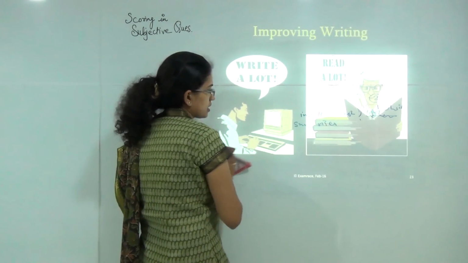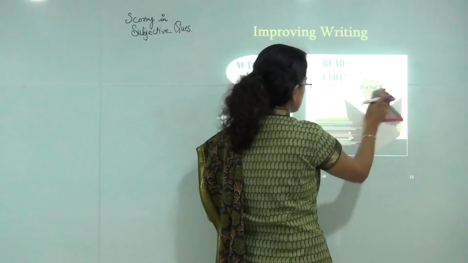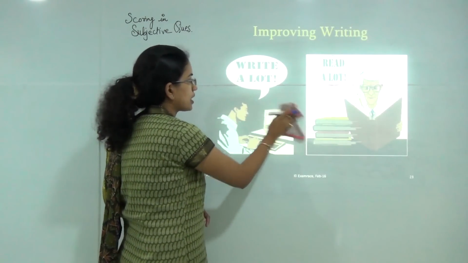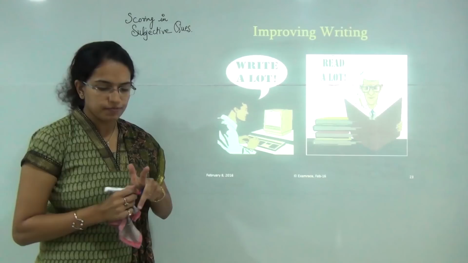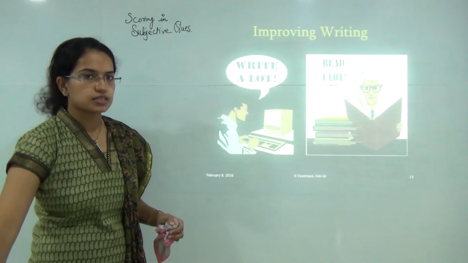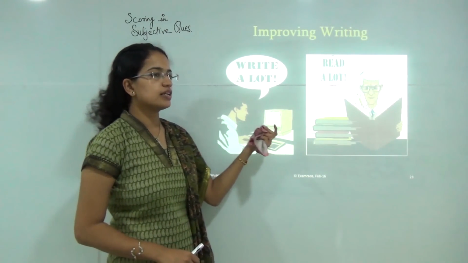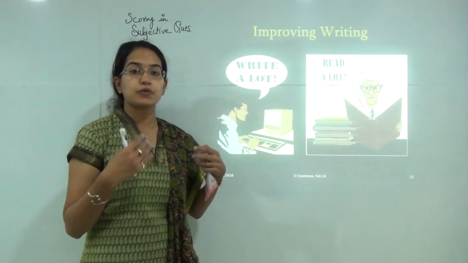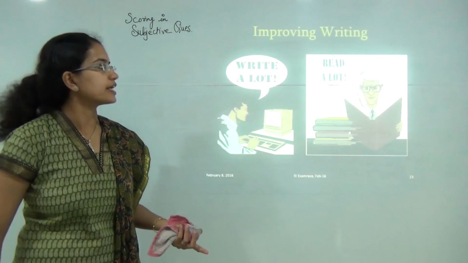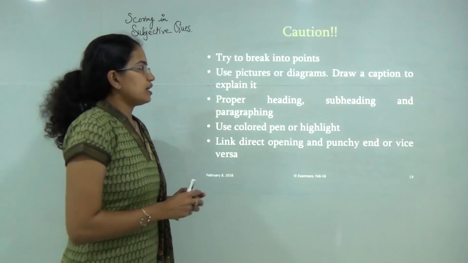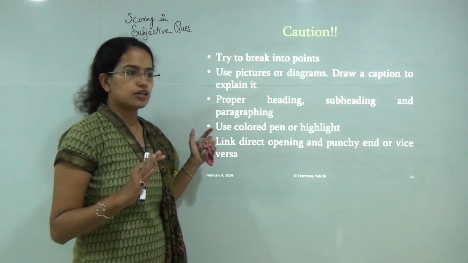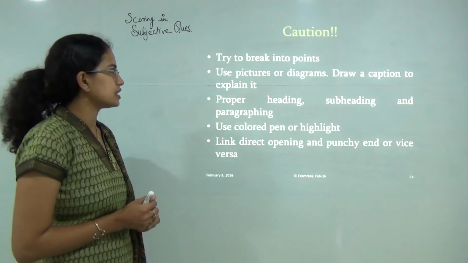The next very important thing is to improve your handwriting. For subjective papers, even if you know a lot and your handwriting is not legible, you won't be able to score good marks. So improving handwriting is very important. For that we suggest try to read a lot and practice a lot of writing. Now what are the important cautions or precautions that you must take?